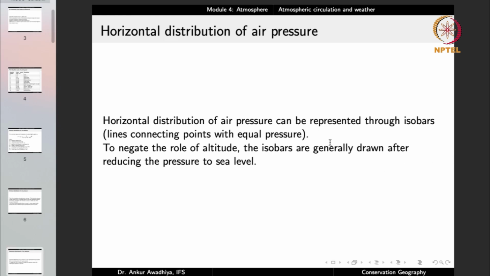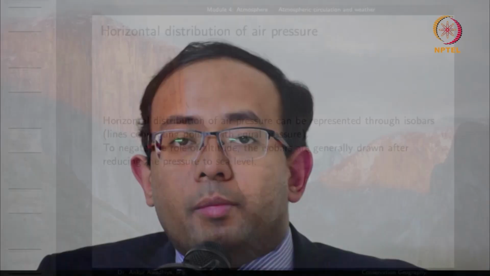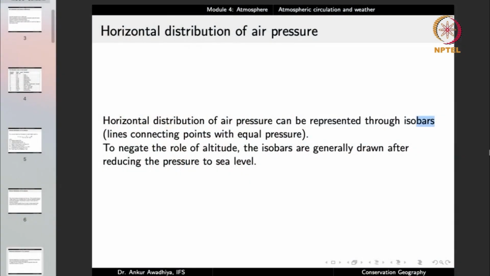Horizontal distribution of air pressure is represented through isobars, which are lines connecting points with equal pressure. Iso means equal and bar refers to the pressure. So an isobar is a line that joins points having equal pressure. Now because as we move up the pressure reduces, we generally reduce the pressure to the sea level.